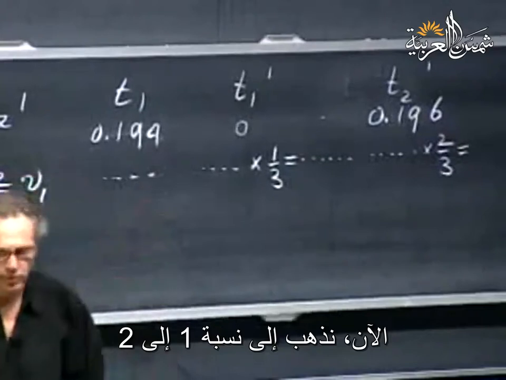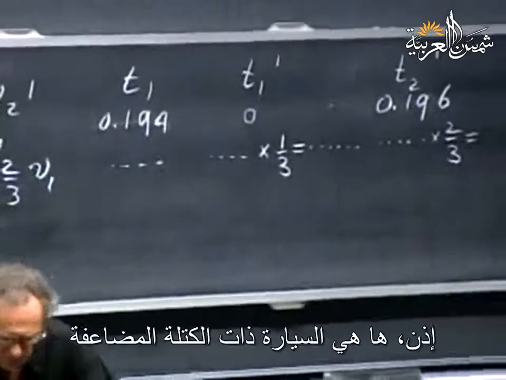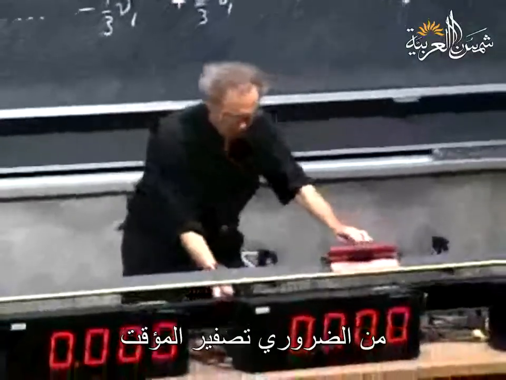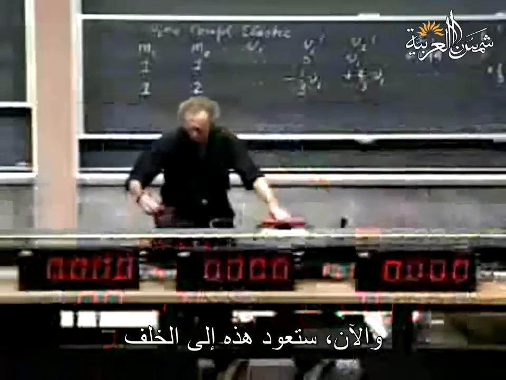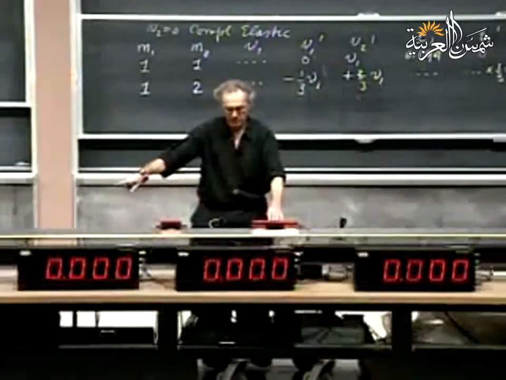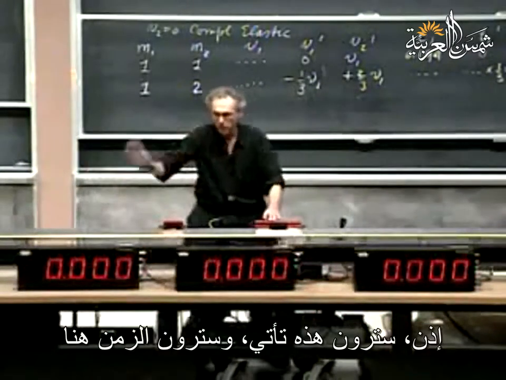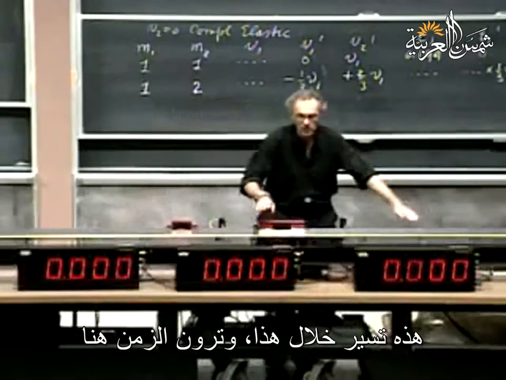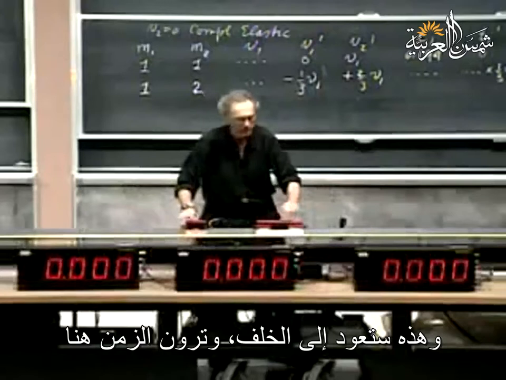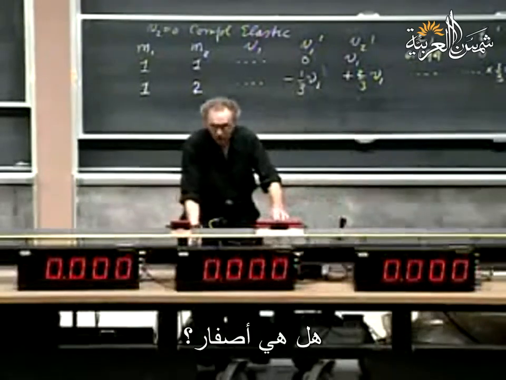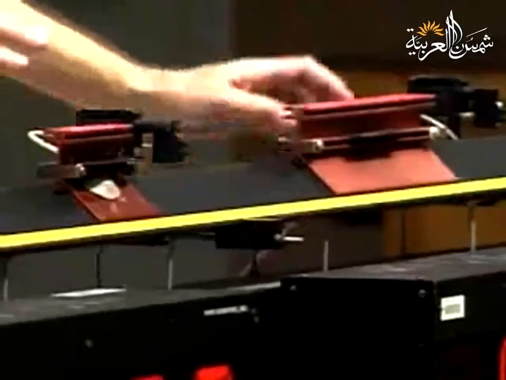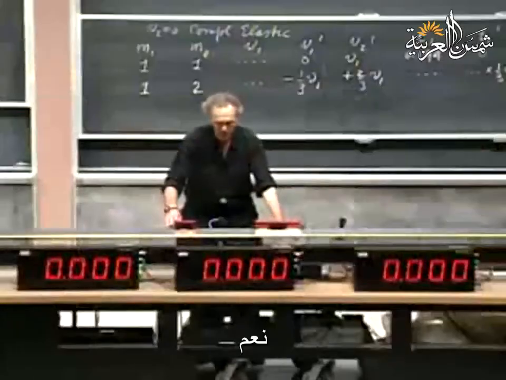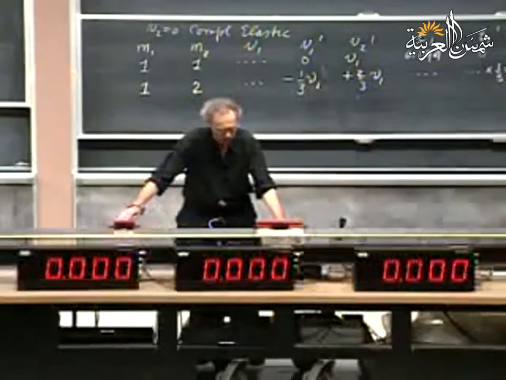Now we go to the 1 to 2. So here is the car which has twice the mass. It's important that I zero it. And now this one is going to come back. So you're going to see this one come in, gives you the time here. This one goes through here, gives you the time here. This one will come back, gives you the time here. Are they zero? Okay. You ready? Yeah. There we go.